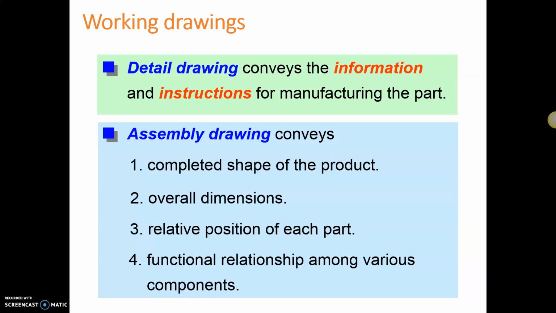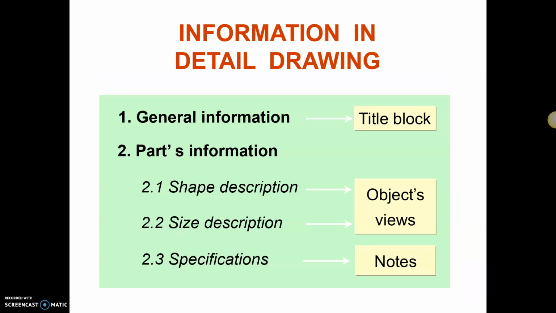That's the clear definition between detailed drawing and assembly drawing, where the detailed drawing is more focused on conveying the information and instructions for manufacturing the part, because it's just focusing on one part. However, an assembly drawing, because it contains a lot of parts, conveys the completed shape of the product, overall dimensions, relative position of each part, and functional relationship among various components. And all this information can be provided in a title block.